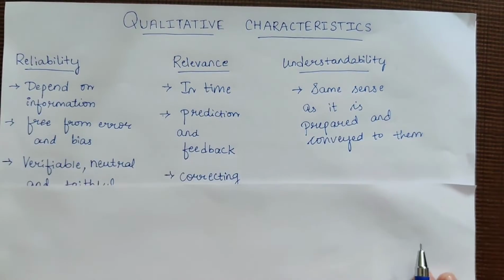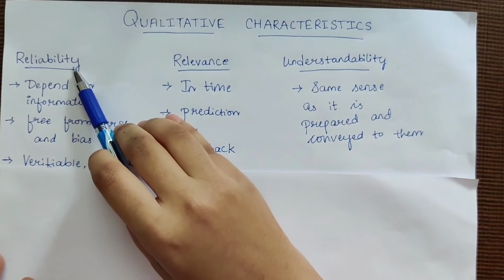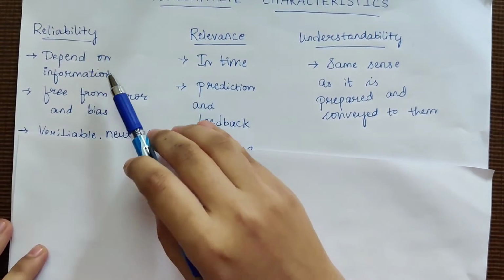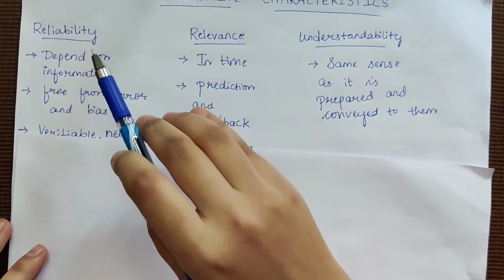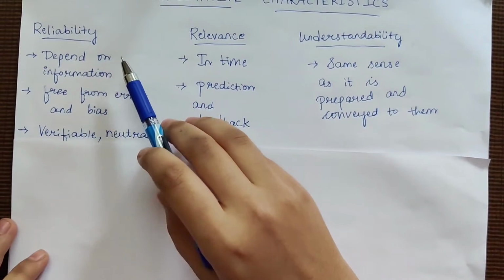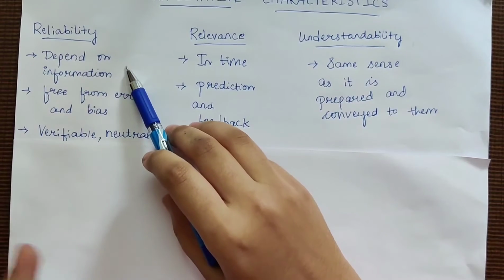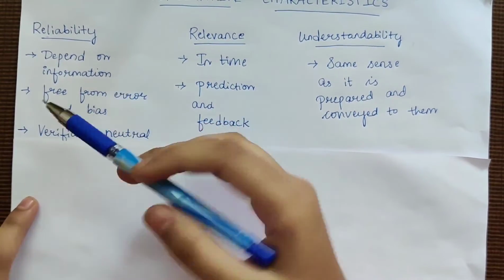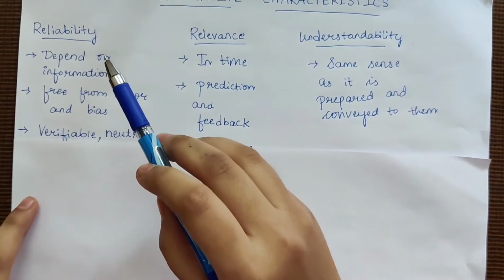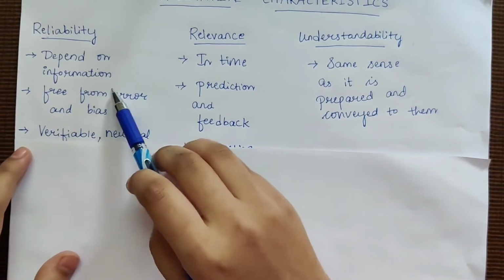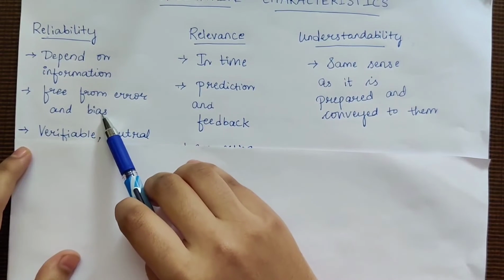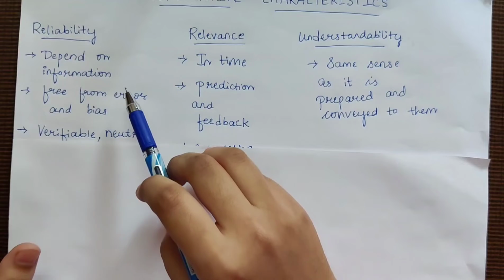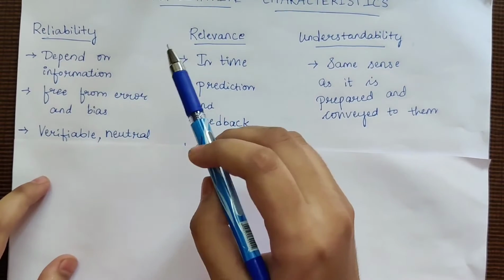Okay, so the first one is reliability. What is reliability? Reliability is nothing but the users must be able to depend on the information. The decision makers of the company must depend on the financial information for making decisions. The information should be free from bias and error. Obviously, reliable information should be free from any error and bias and faithfully represent what it is meant to represent.